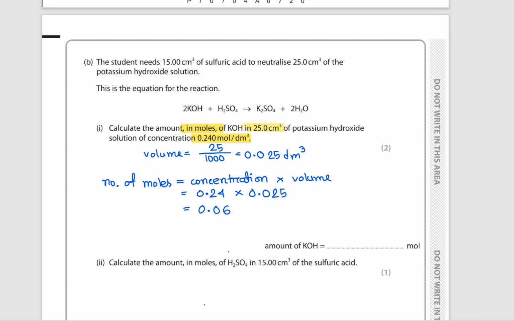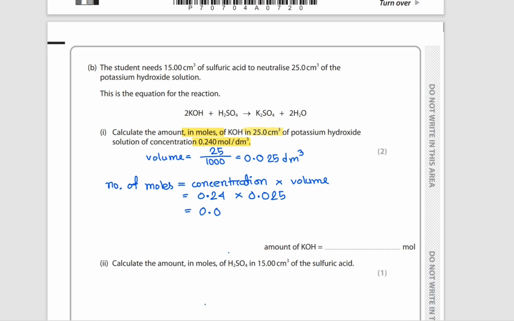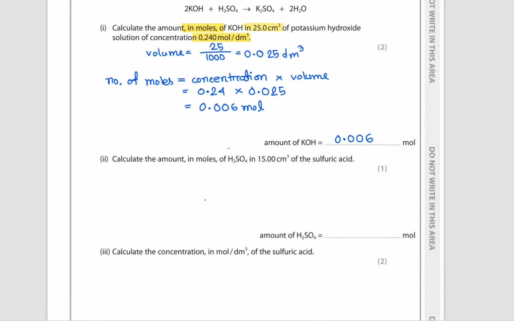There should be another 0, so 0.006 moles. So part B1 is done. Moving to part B2, calculate the amount in moles of H2SO4 in 15 cm³ of the sulfuric acid.